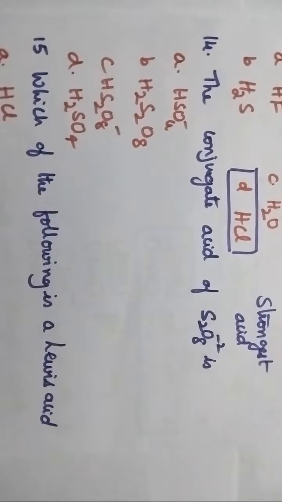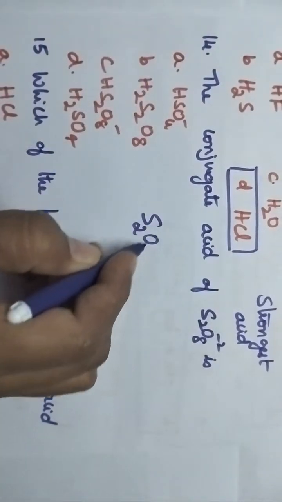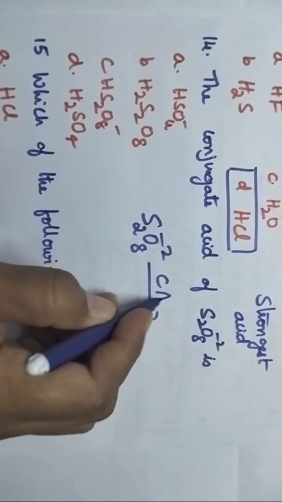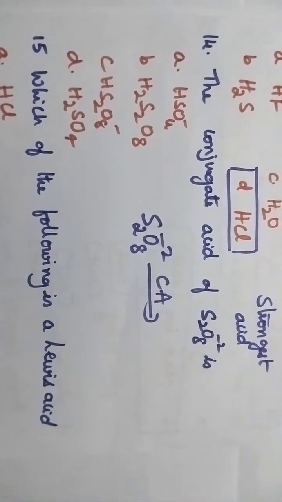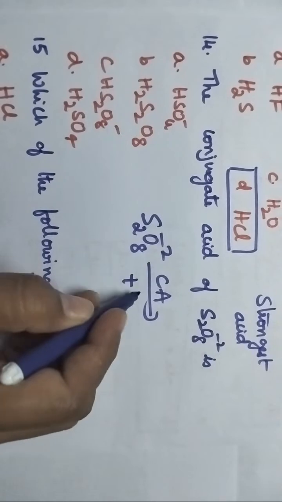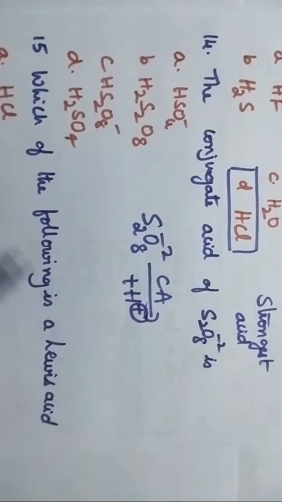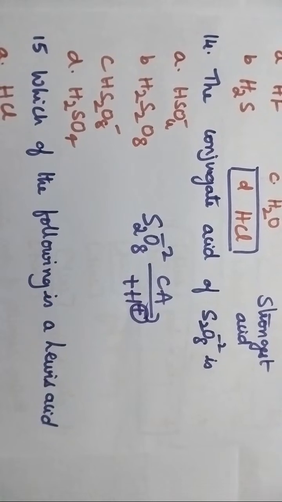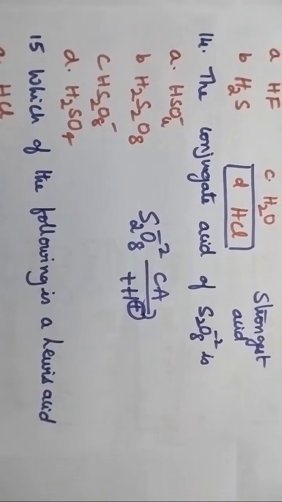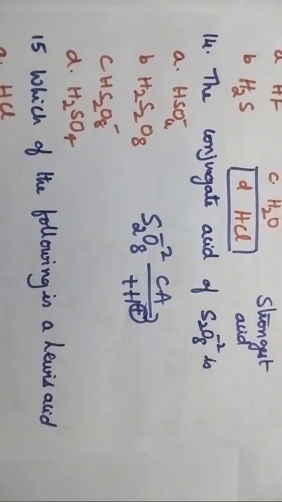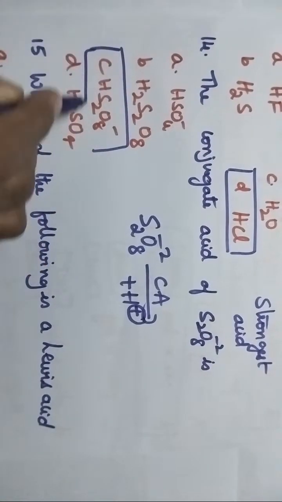The conjugate acid of. So you are supposed to identify the conjugate acid of S2O8 minus 2. So when you are supposed to identify a conjugate acid, what are you supposed to do? Add a proton. That is the hint. Now tell me what is your answer. Very good, Banu, Swati. Very good, Ramadurga. Option C is the right answer.